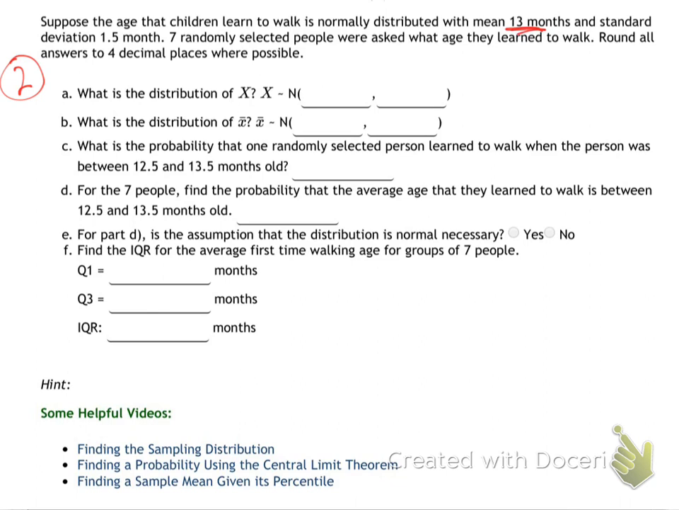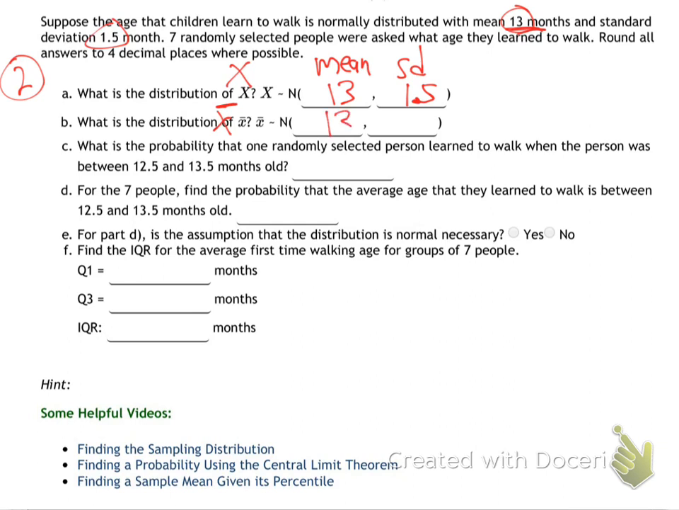So here we go. What's the distribution? Again, we have the regular x, and down here we have the x bar. This is what they're going to do every time. For the regular distribution, we always start with the mean and then the standard deviation. The mean is just going to be 13, and the standard deviation is 1.5, as they said right there. No big surprise. What about for the x bar? What about for the averages of groups? What's going to change?